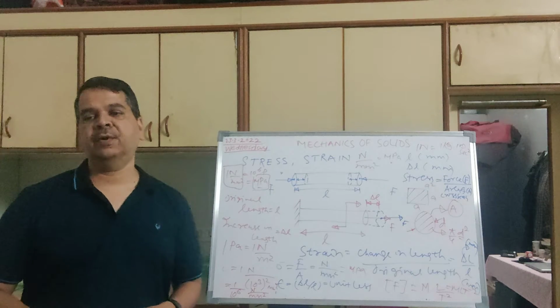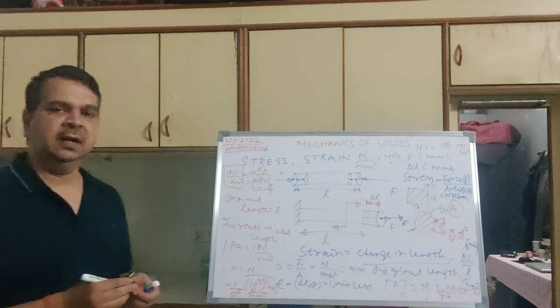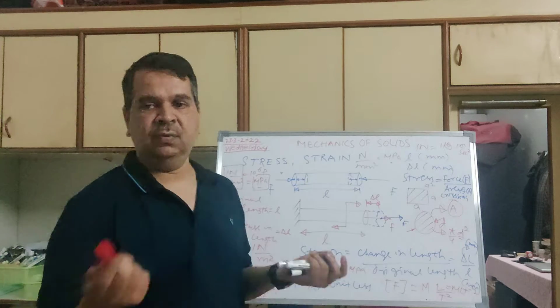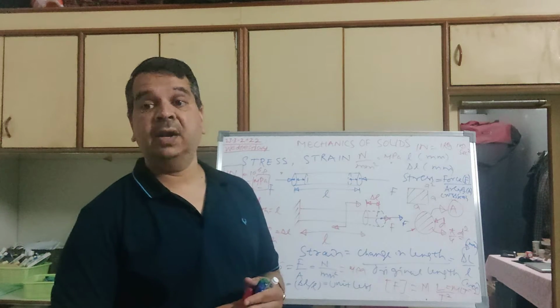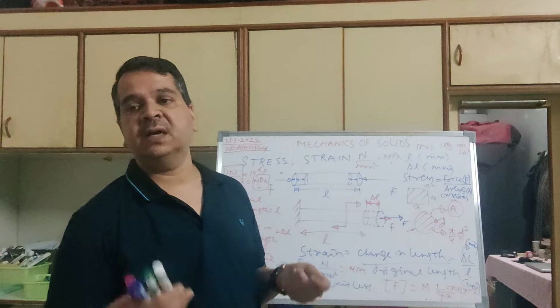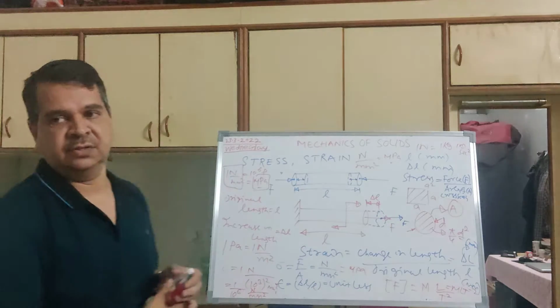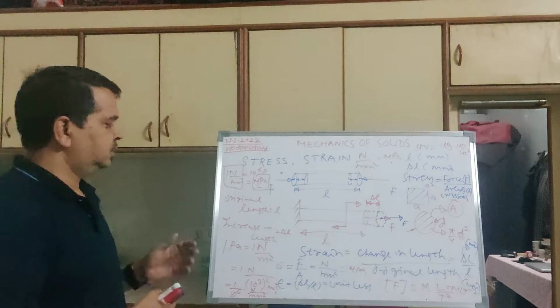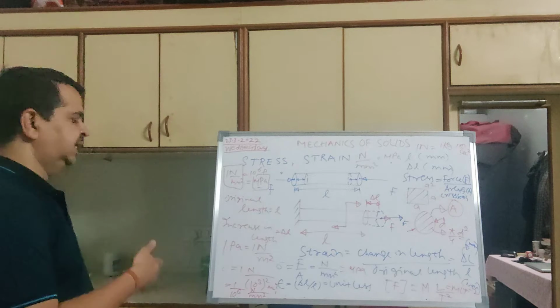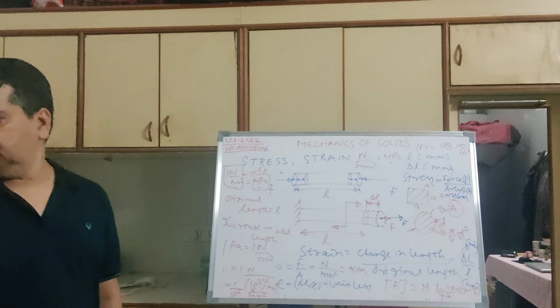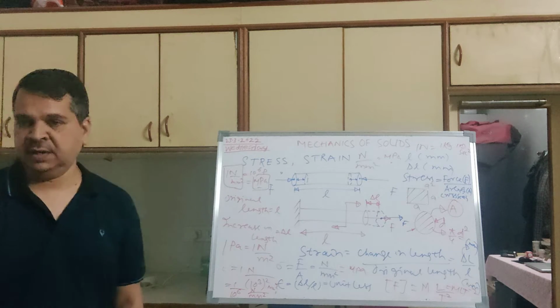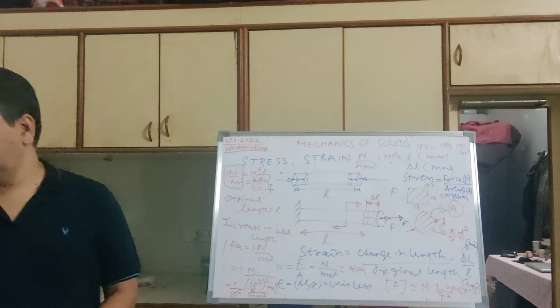This is very, very important in all our engineering problems. We say 1 Newton per mm square is equal to 1 megapascal. 1 Pascal is equal to Newton per meter square. Understood? So this is the formula for stress and strain. Okay. You can take a picture of it. We'll get to the next.